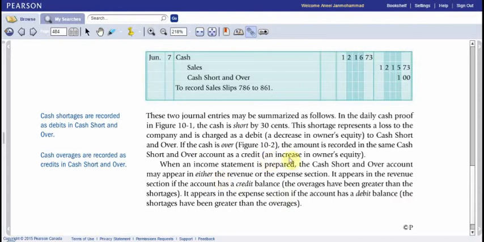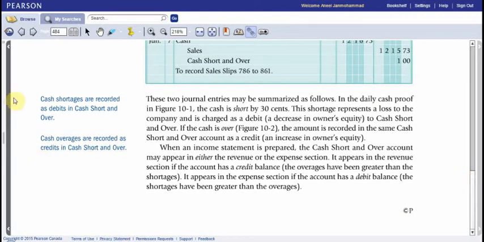And that's what it talks about here. So when the income statement is prepared, the cash short and over account may appear either in the revenue section or the expense section, depends on the balance. Okay? So that's that. Here we go again. Cash shortages are recorded as debits in cash short and over. Cash overages are recorded as credits in cash short and over.